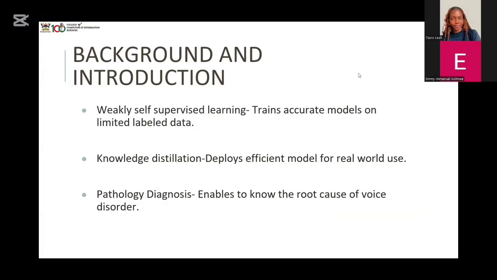And for knowledge distillation, it deploys efficient models for the real world, and it's all about deploying lightweight models on edge devices like smartphones, which enables real-time voice analysis in clinics. Like a distilled model could screen for pathologies during remote patient consultation, and the pathology diagnosis enables us to know the root cause of the voice disorder.